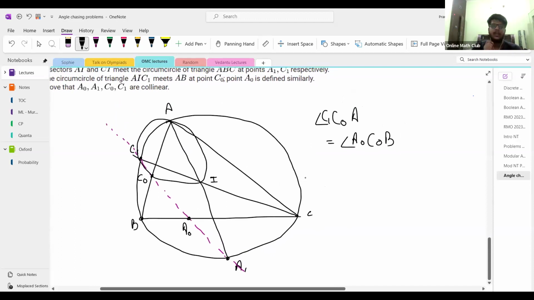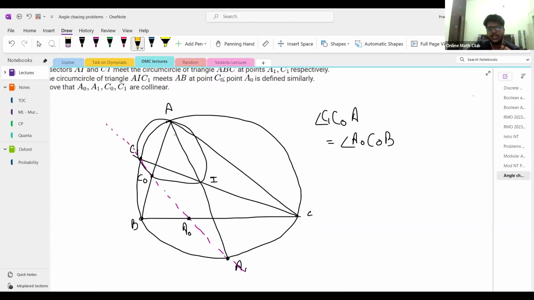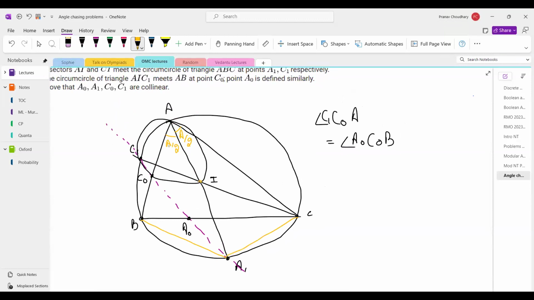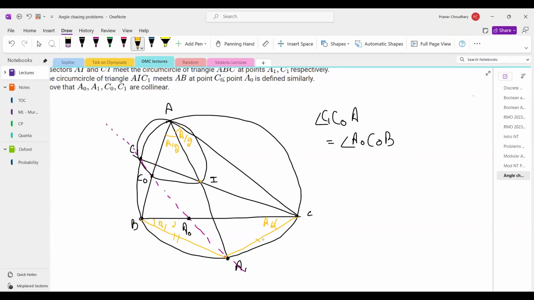But there is one problem. You know what A1 and C1 are very nicely, right? For those people who don't know what A1 and C1 are, notice that AI is the angle bisector. So this angle is A by 2, and this angle is A by 2. And since this is a cyclic quadrilateral, this angle is A by 2 and this angle is A by 2. So you get this is equal. So A1 is the midpoint of the arc BC. Similarly, C1 is the midpoint of arc AB. So you know what A1 and C1 are very nicely.